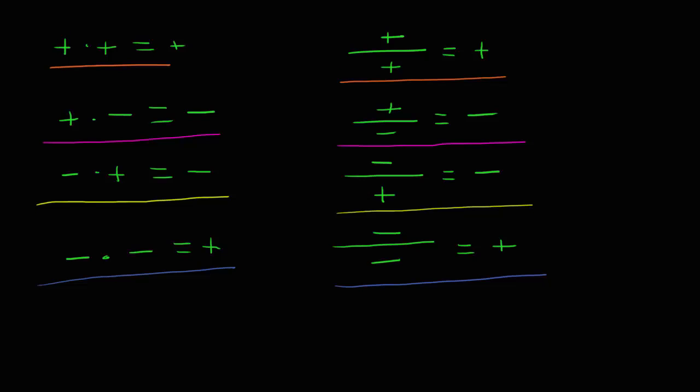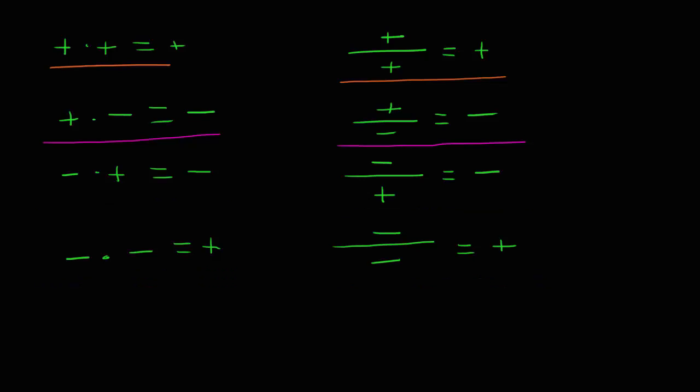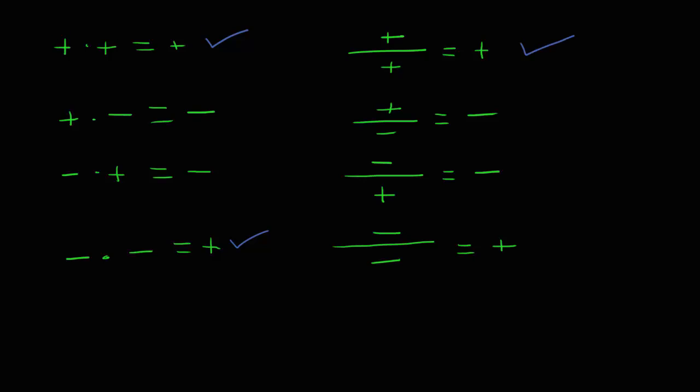In multiplication, when the signs are the same, the result is positive, and when the signs are different, the result is negative. Positive times a positive is a positive, negative times a negative is a positive. Same thing with division. When we have a positive divided by a positive, the signs are the same, the result is positive. We have a negative divided by a negative, the signs are the same, the result is positive. When we have a positive times a negative, the signs are different, the result is negative. Same thing in division. When the signs are different, the end result of our division problem is negative.